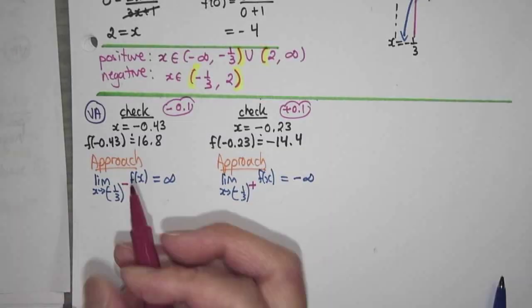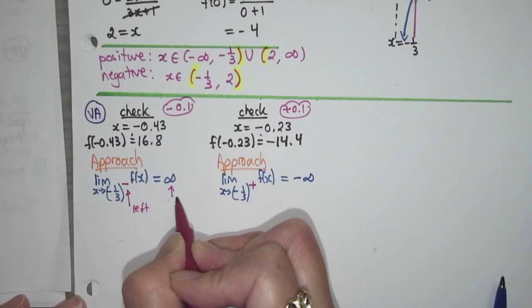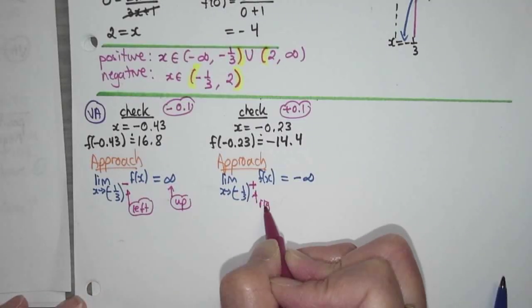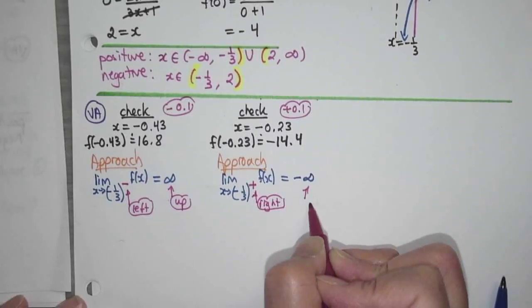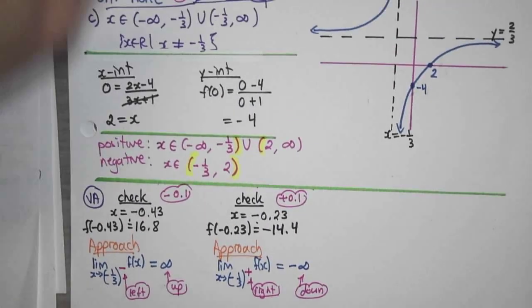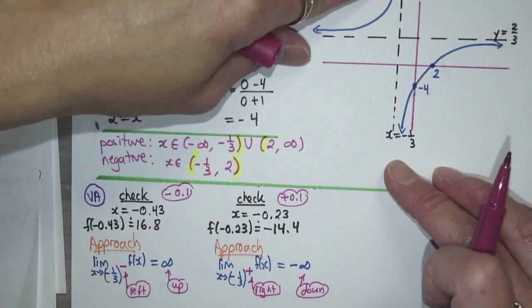Okay, so one more time. This is saying left, and that's saying up. This is saying right, and that's saying down. So left, it's heading up, and right, it's heading down. That's what it's saying.